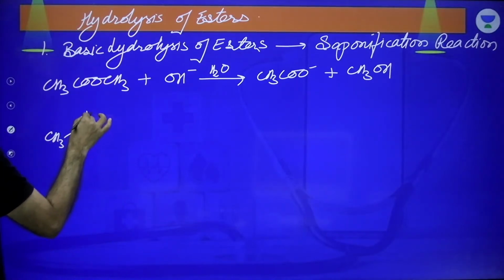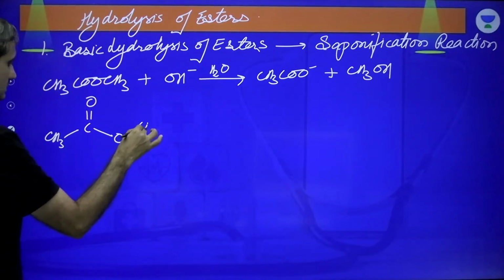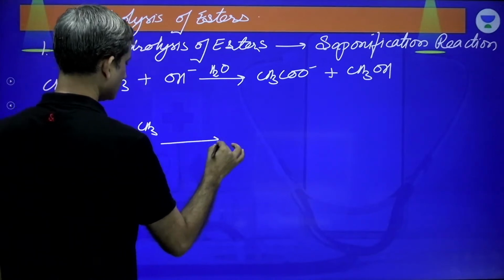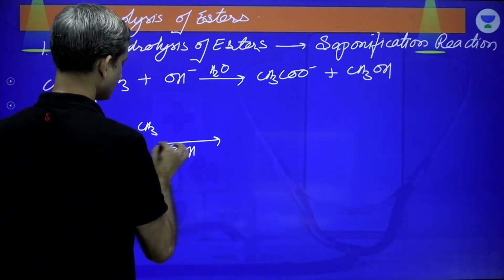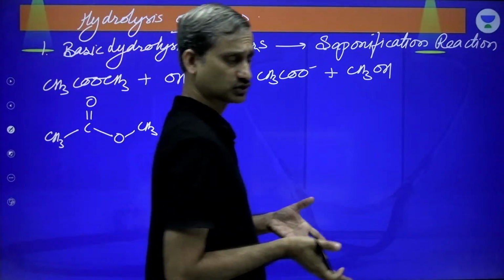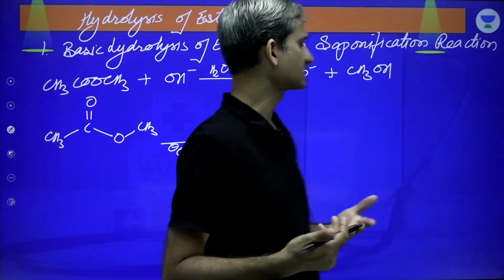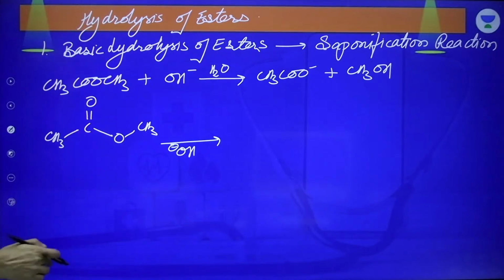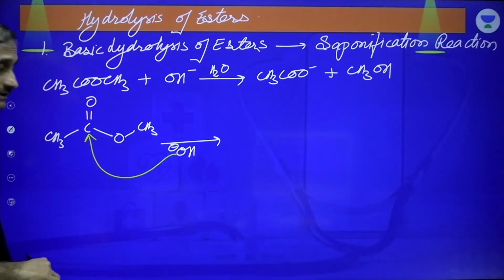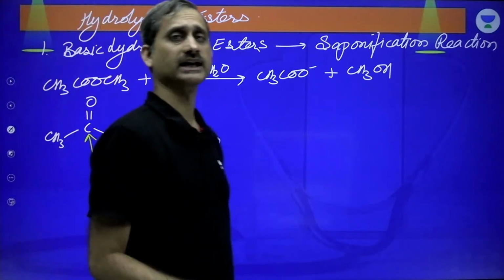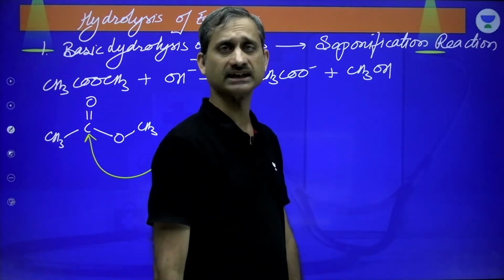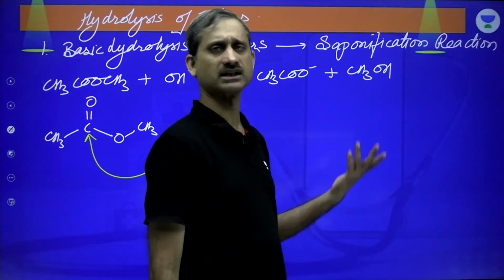CH3 C double bond O O CH3. This reacts with OH minus. Now quite obviously OH minus is negative, so it is going to attack the position which is the most positive, and the most positive position in this system is obviously the carbon. So this is going to attack over here, this carbon. Now carbon has a valency of 4. Now again you would say, sir, from where will it attack? Think about it: carbon has the positive charge, oxygens have the negative charge, so it is going to attack from the side which is the farthest from the oxygen.